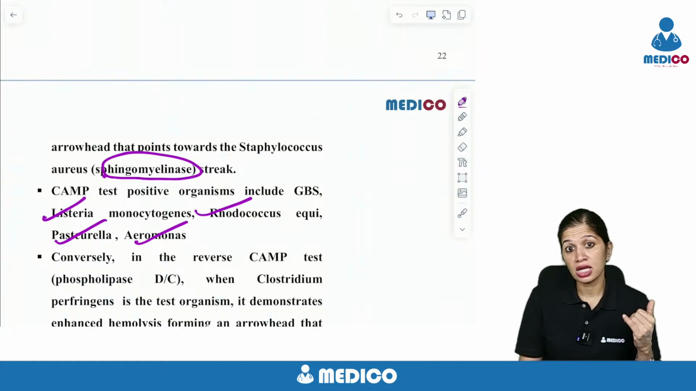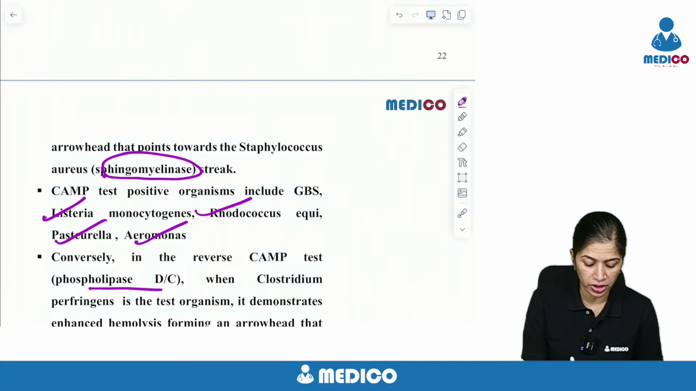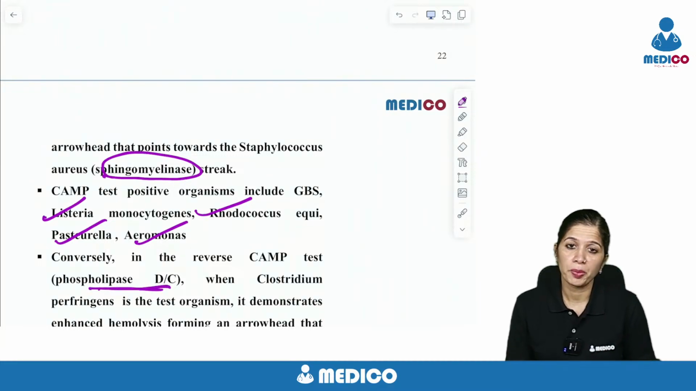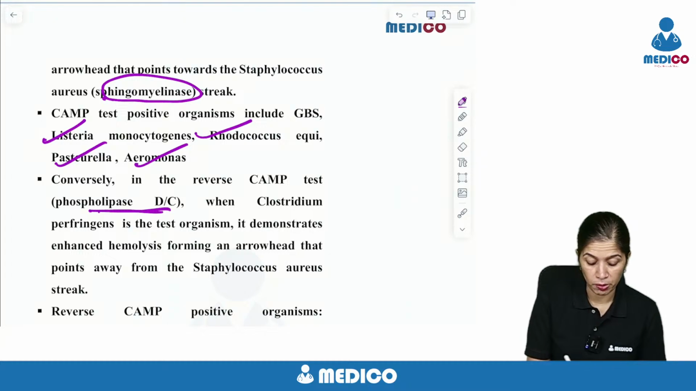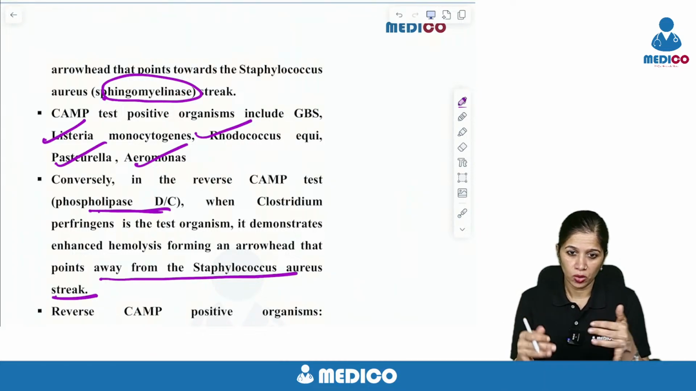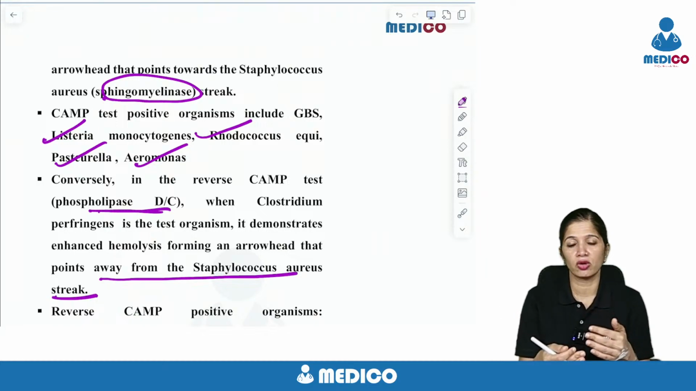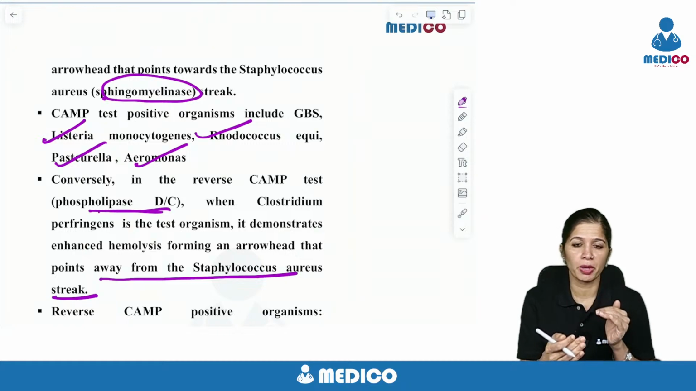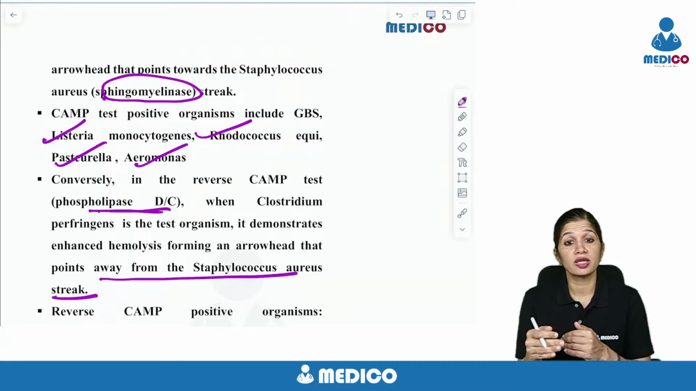Then there is something called a reverse CAMP, okay? In the reverse CAMP test, Clostridium perfringens, which has the phospholipase D or C, when that comes in the presence of sphingomyelinase, the arrowhead of the hemolysis will be pointing away from the Staph aureus streak. So for Listeria and for Rhodococcus, it's pointing towards the Staph aureus. That is mainly because of the CAMP factor. Whereas a phospholipase C will not allow that hemolysis to point towards the Staph aureus. Rather, the hemolysin or the sphingomyelinase of Staph is stopped by the phospholipase C or D in Clostridium perfringens. So that is why the arrowhead is pointing away from it.